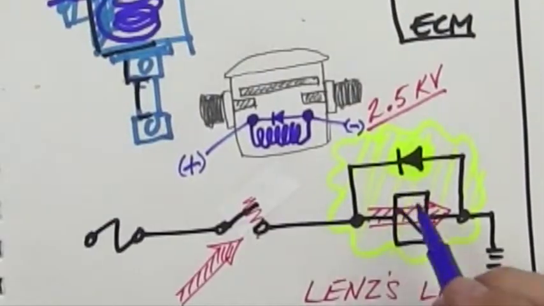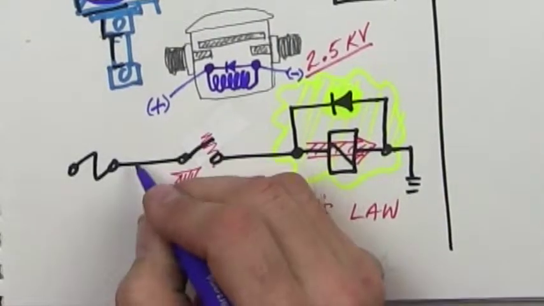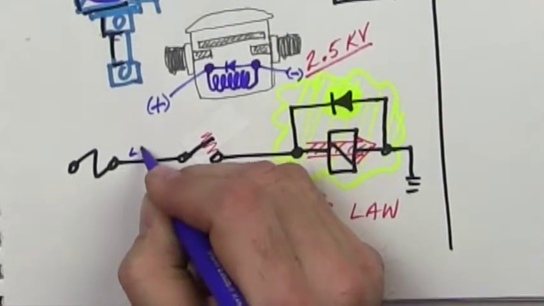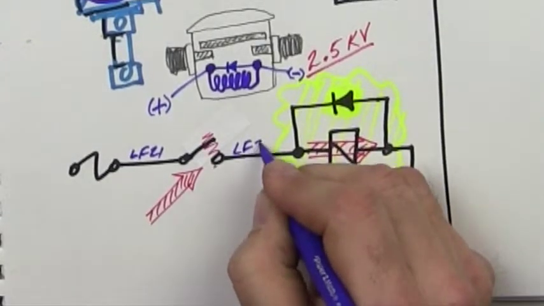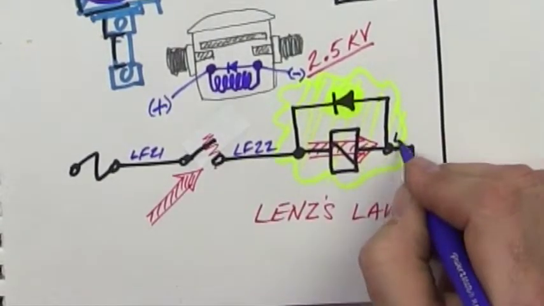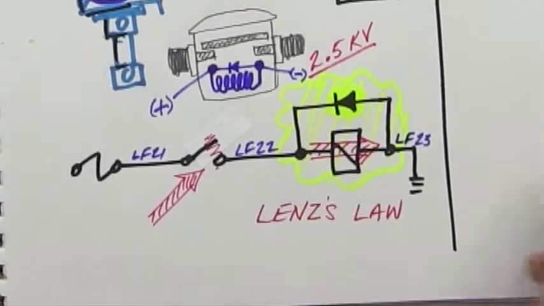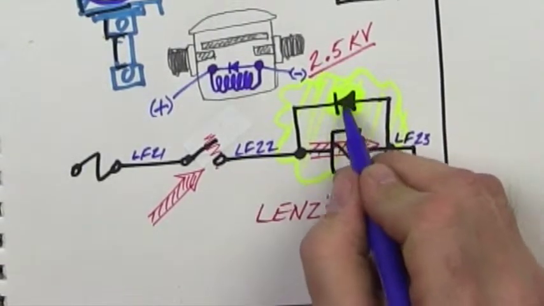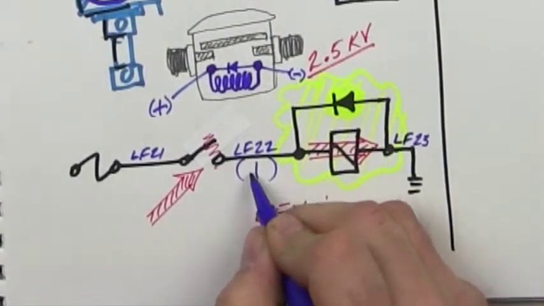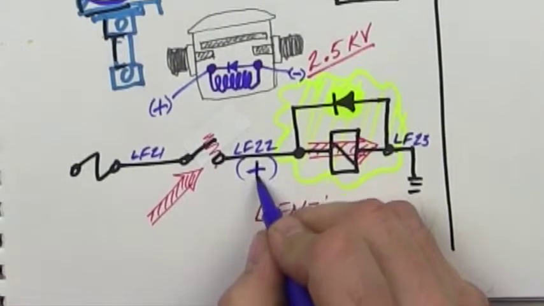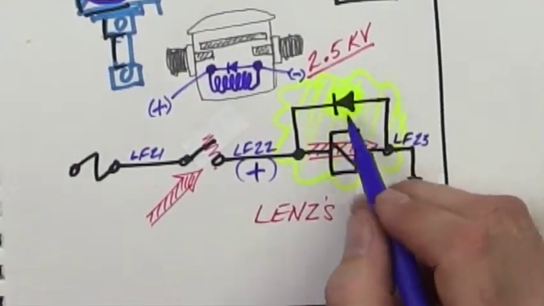So there's another clue. If I don't have any really neat color codes, and this is just like wire LF21, and this is wire LF22, and this is wire LF23, and that's all I see. Well, the fact that this is pointing to this wire, then that means this is the positive side. So there's another little clue. So what you have to worry about is this.